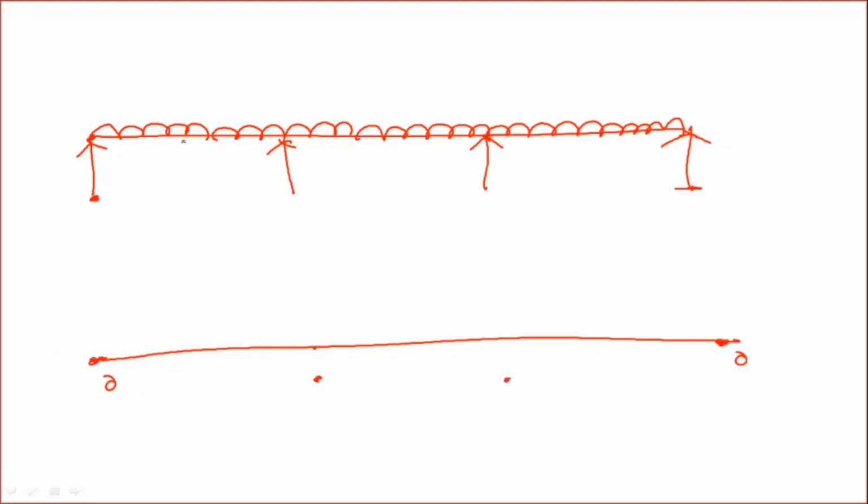Now at the middle span here, the bending moment will be positive. So your bending moment diagram will be like this. For the given structure, the bending moment diagram will be like this.